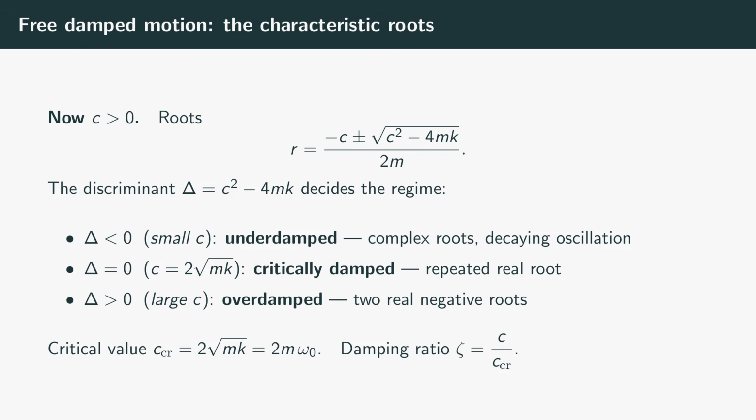If the discriminant is negative, which happens when damping is small, the roots are complex and we get underdamping, a decaying oscillation. If the discriminant is exactly 0, the roots are a single repeated real number and we get critical damping. And if the discriminant is positive, with large damping, we get 2 real negative roots and overdamping. The dividing line sits at the critical damping value, c critical equals 2 times the square root of mk, which also equals 2m omega naught. Dividing the actual damping by this critical value gives the damping ratio, zeta, a single dimensionless number that tells you instantly which of the 3 worlds you are in.